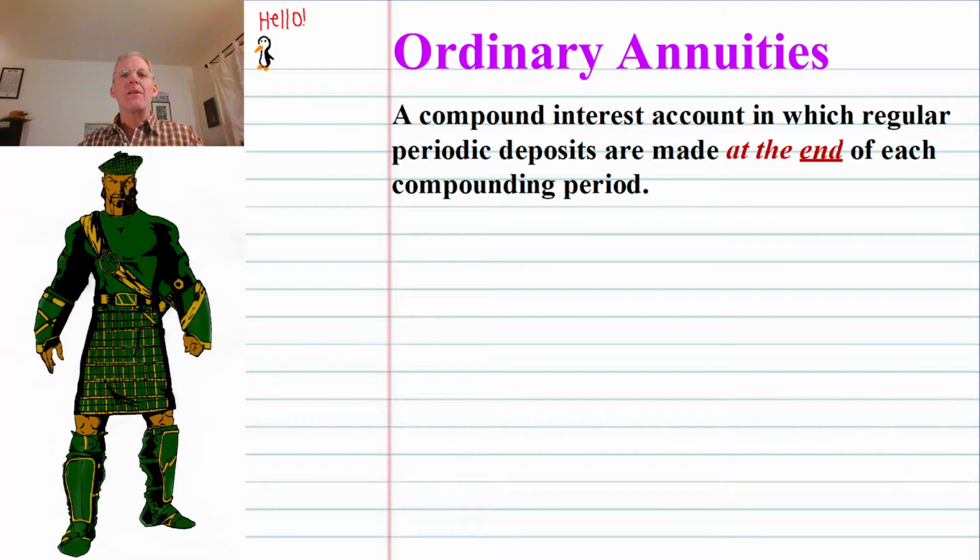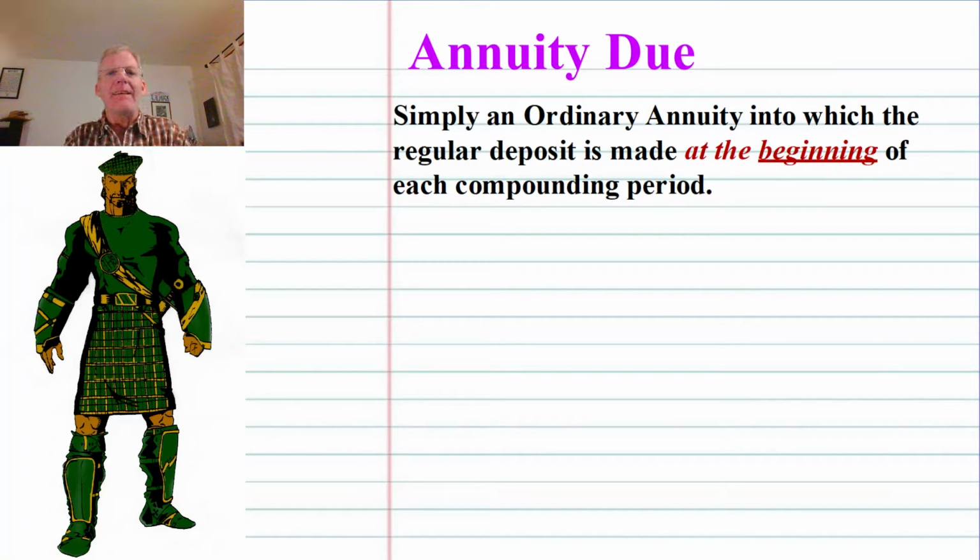Okay, today we're going to go over ordinary annuities. An annuity is a compound interest bearing account in which you make a regular deposit, the same amount each period, each month, each quarter, each year, whatever it is. And that deposit is made at the end of the compounding period. That part about it being at the end is very important because that's the difference between that and the annuity due, which we'll talk about in a few minutes.